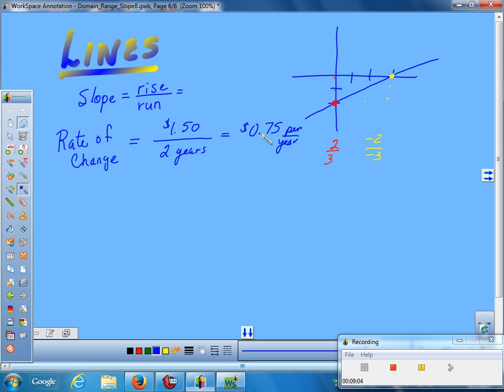If I was to graph that, my graph would be rising 75 cents for every year it moved over. Whenever you talk about how fast something is changing, you're talking slope. Everything we do. So slope is really a very valuable thing out in the real world, in the business world.